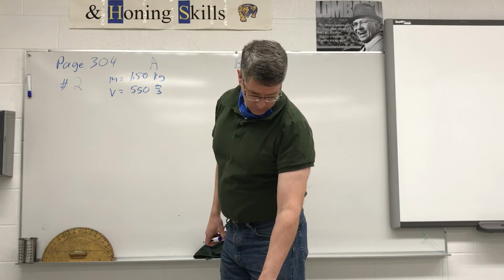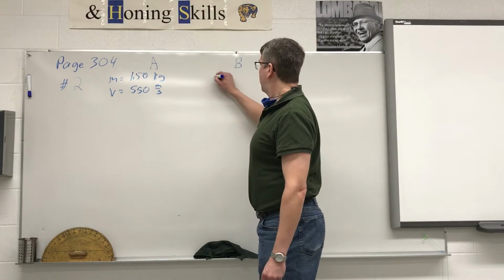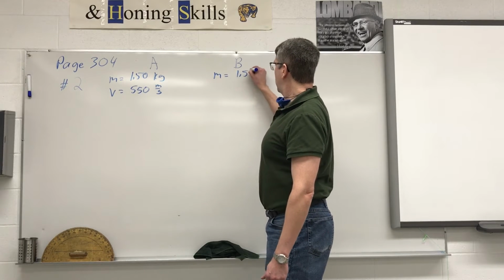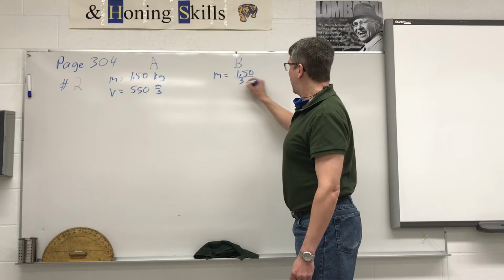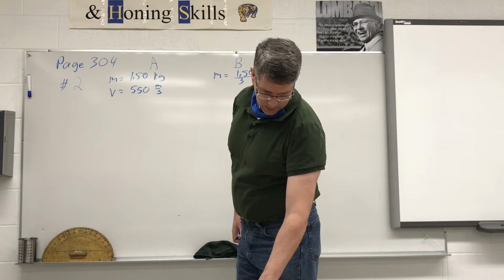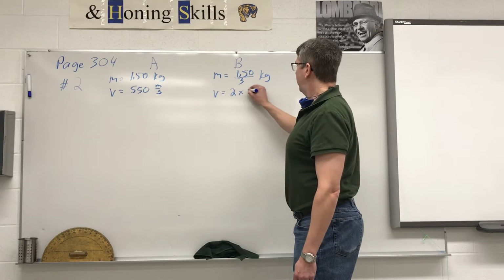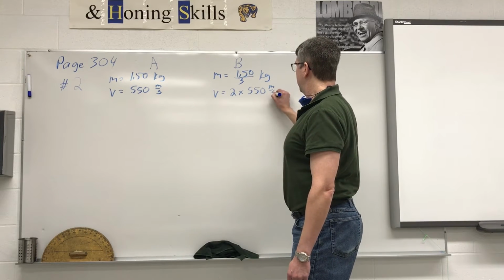Cannon B fires a ball with 1/3 the mass. So if it's got 1/3 the mass, it'll be 1.50 kilograms divided by 3 and twice the muzzle velocity. So our velocity will be double 550 meters per second.